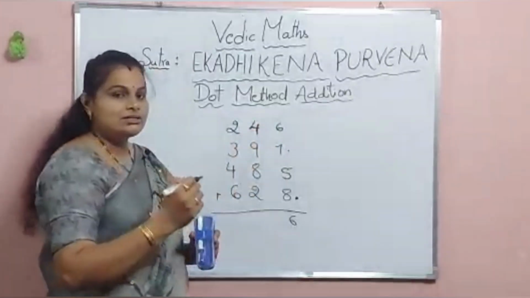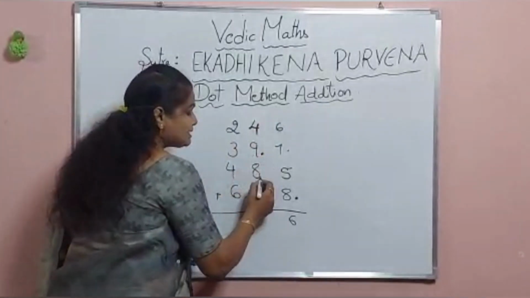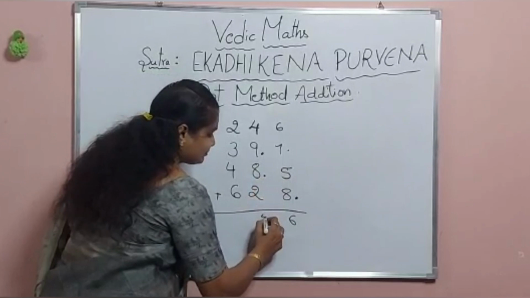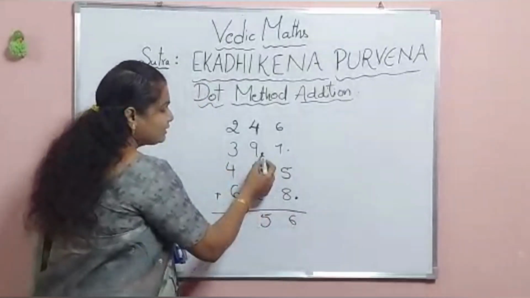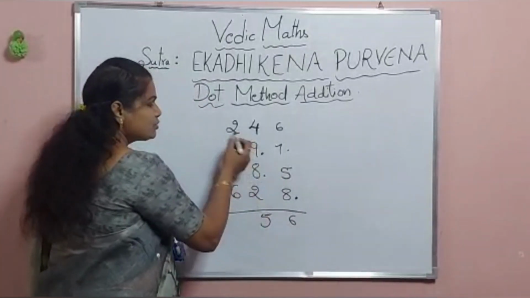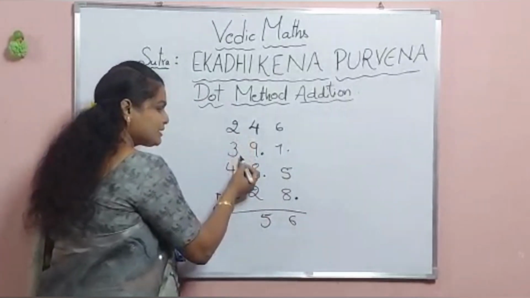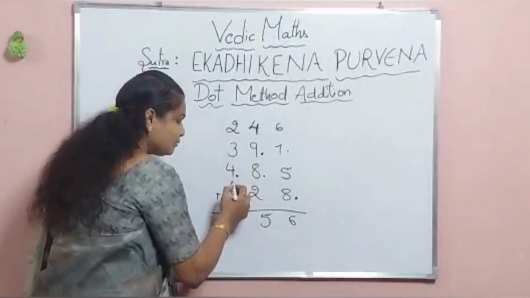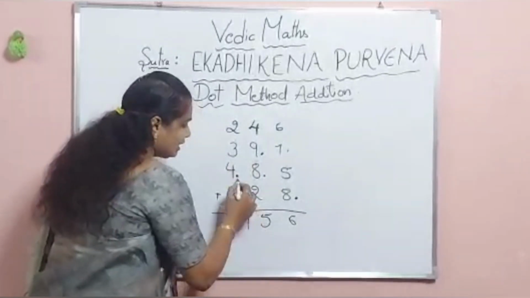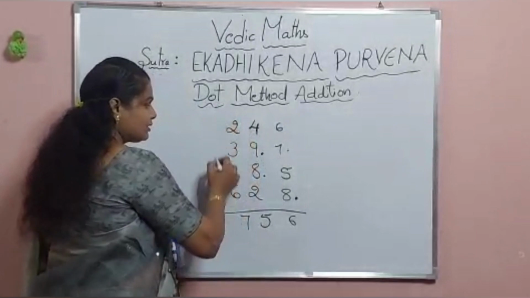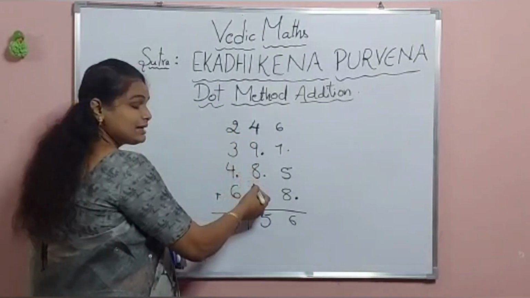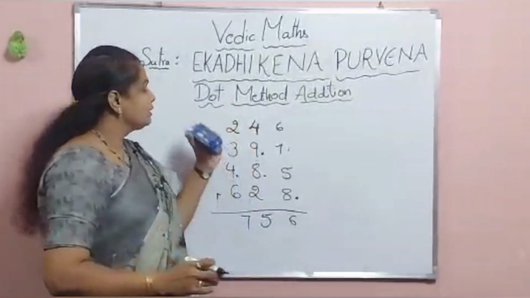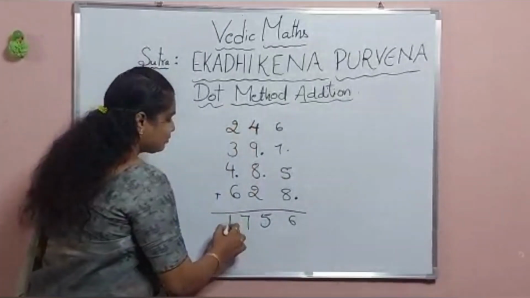6 plus 9, it's dot 5. 5 plus 8, dot 3. 3 plus 2, 5. And add these 2 dots to the next place. 2 plus 2, it's 4. 4 plus 3, it's 7. 7 plus 4, it's dot 1. 1 plus 6, it's 7. And bring this right side dot to the left side, and there is no other digit in the thousands place. So directly we can write 1 like this.